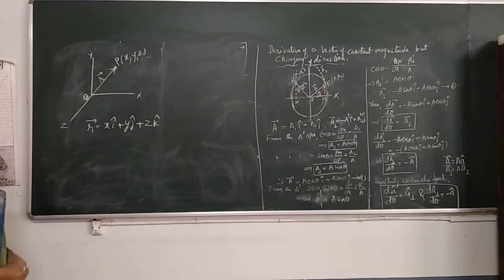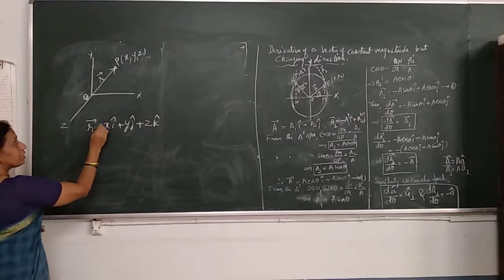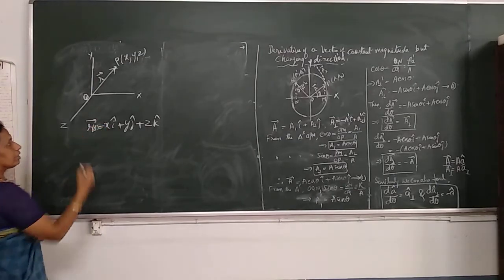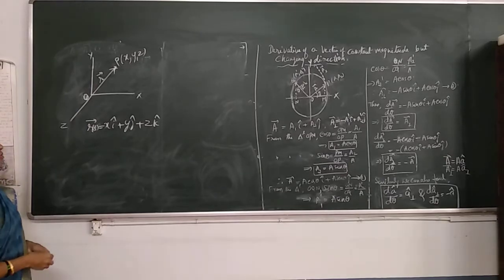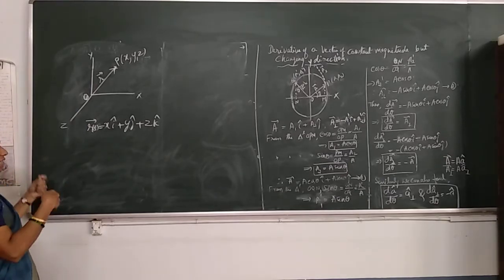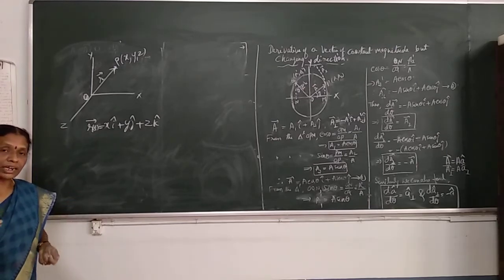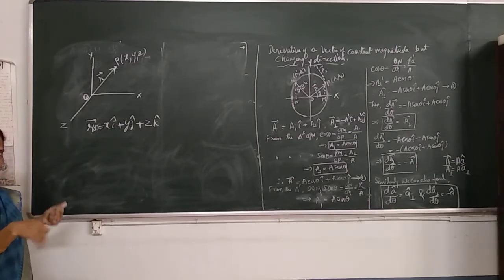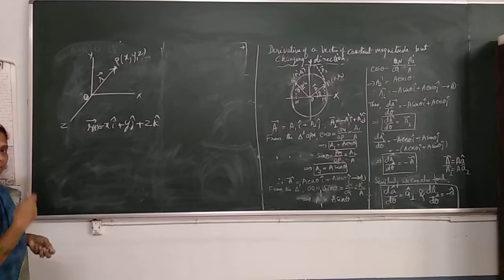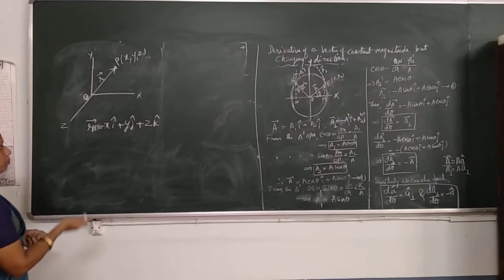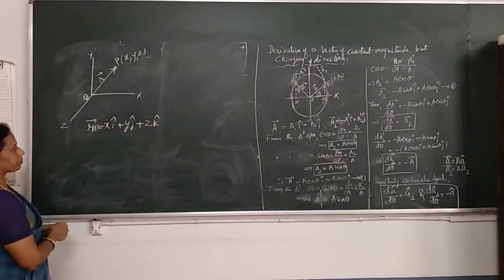This is the representation of the position vector of the particle, which is a function of time t. It is varying with time. As time changes, the position of the particle also changes. The particle, while moving, will be in different positions at different time instants. So position vector is given by this.